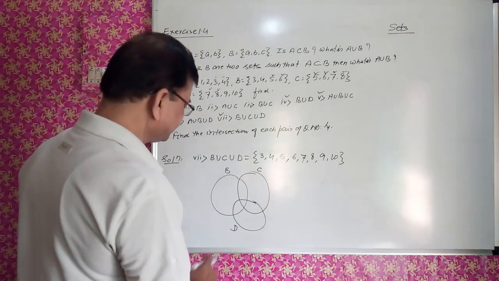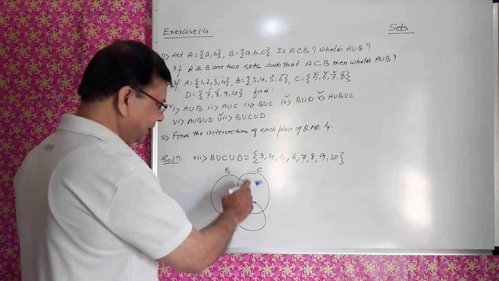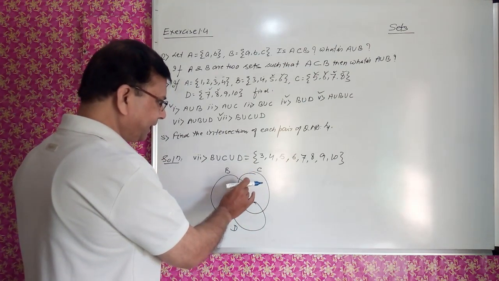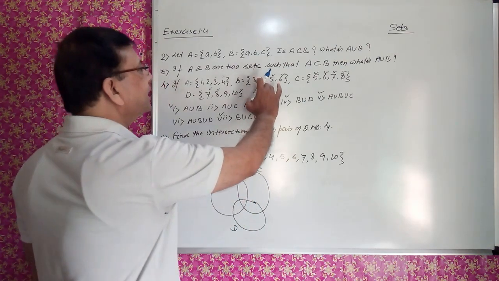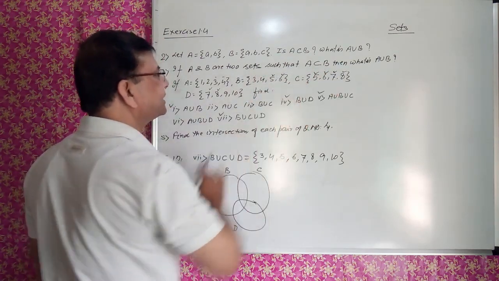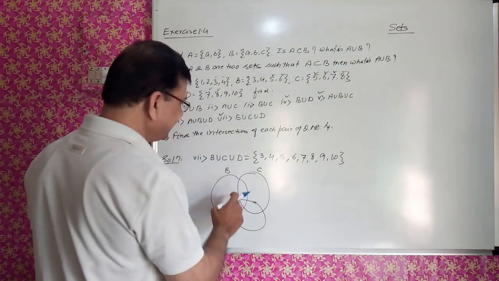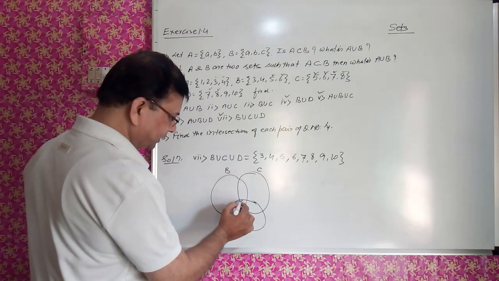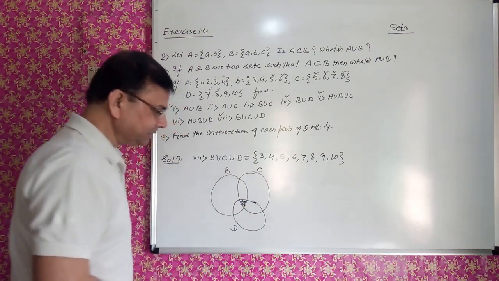So, this is B intersection C. Common elements are here. So, B and C, which are the common elements? 5 and 6. Nothing is common in all the three. This zone is common for all the three.